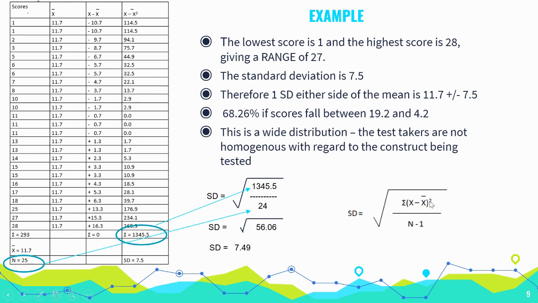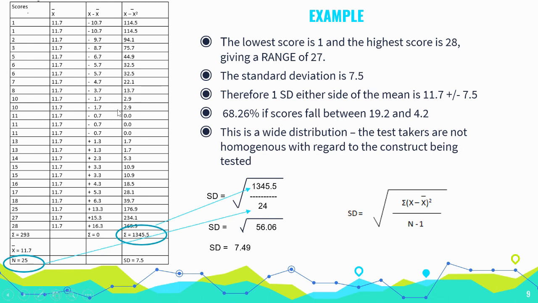Okay, we now move on to the next bit, which is the sum of x minus x bar squared. So the first thing we do is we square x minus x bar, and this is the last column. Now the square just means multiply it by itself, and on most calculators, like the one on your iPad or your iPhone, you'll see a symbol, the superscript 2, which just means the square of whatever it is. So 10.7 squared, 10.7 multiplied by 10.7, is 114.5.